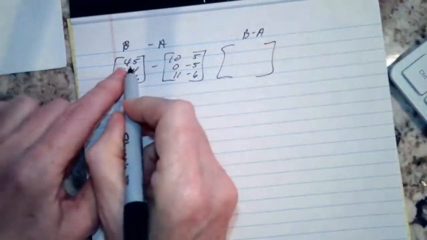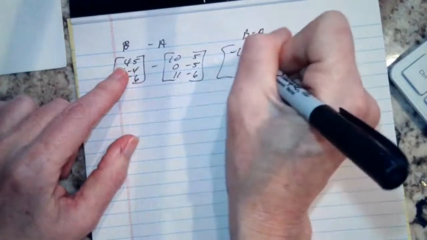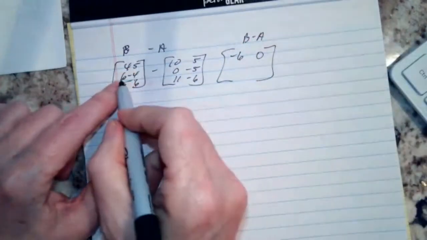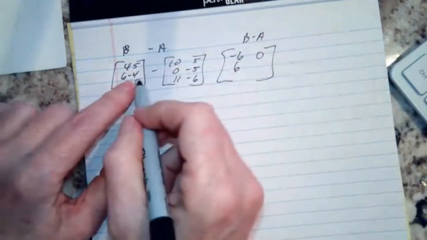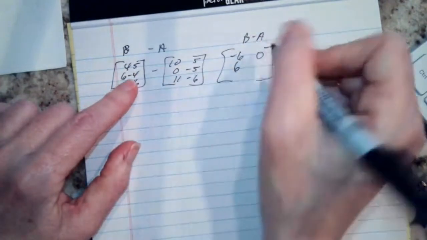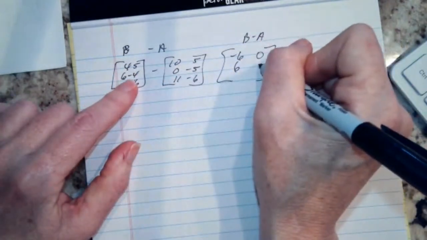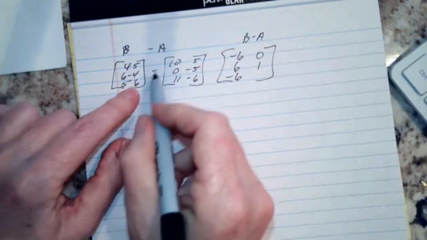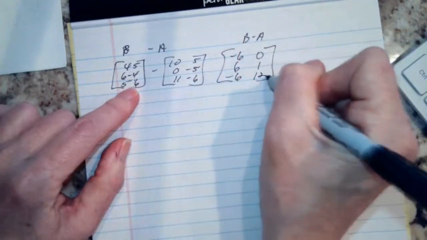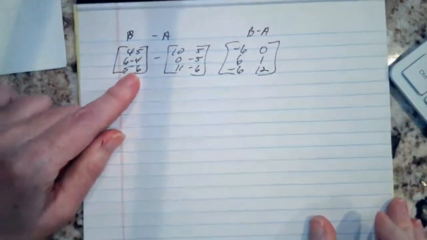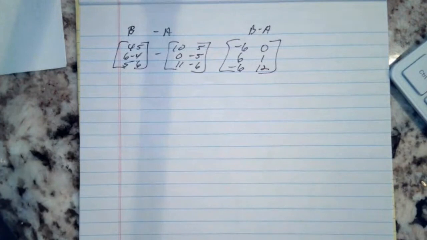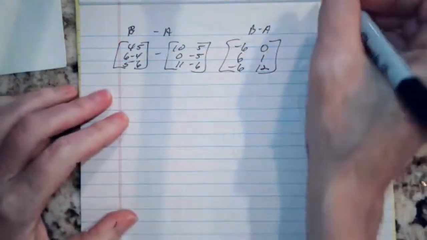Okay, so if I'm doing B minus A here, 4 minus 10 is negative 6. 5 minus 5, 6 minus 0, negative 4 minus negative 5 is 1. 5 minus 11, and 6 minus negative 6. So I would advise you to put them in the correct order rather than trying to subtract going backwards.